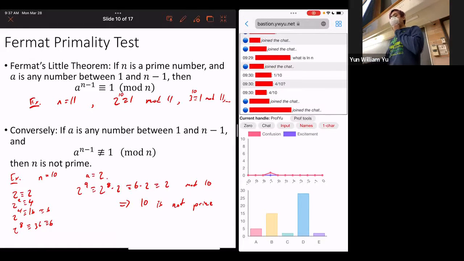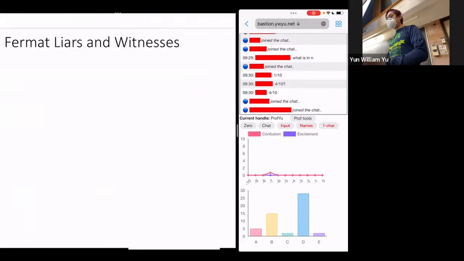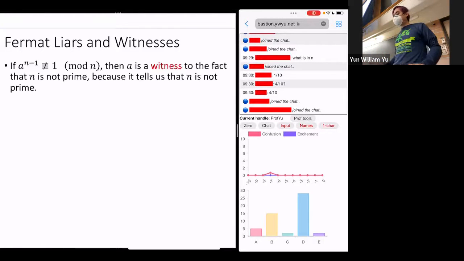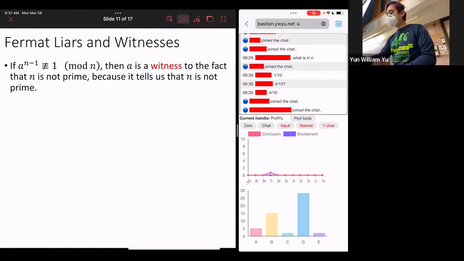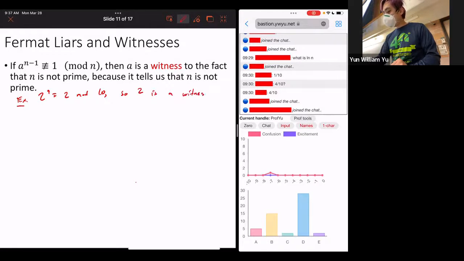And there are a couple other terms that I'm going to give. I'm going to talk about liars and witnesses. So the number a is special, right? Because if n is not prime, then I can have a number a that says that n is guilty of not being prime. And so we call it a witness because it tells us that n is not prime. Okay, so what does that mean? We showed this on the previous slide: 2 to the 9 is congruent to 2 mod 10. So 2 is a witness that 10 is not prime.